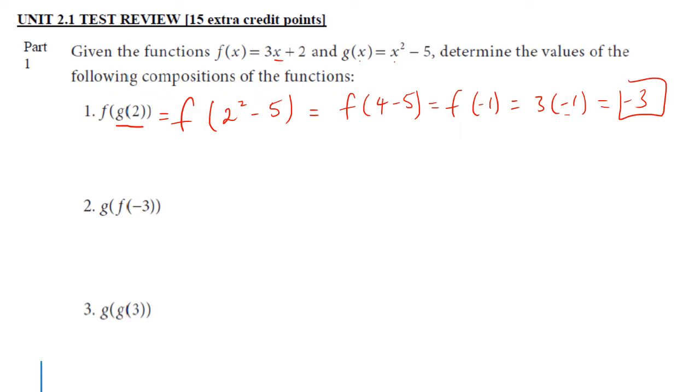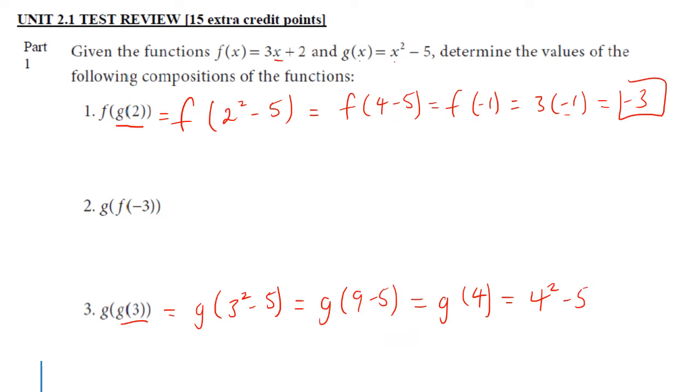I'm going to leave you to do the next one, and we'll talk about 3. So my innermost is g of 3, so I'm going to substitute 3 in for x in g of x. That gives me 3 squared minus 5, which equals 9 minus 5, and that gives me g of 4. So now I'm going to substitute 4 back into g, and it gives me 4 squared minus 5, which equals 16 minus 5, which equals 11.